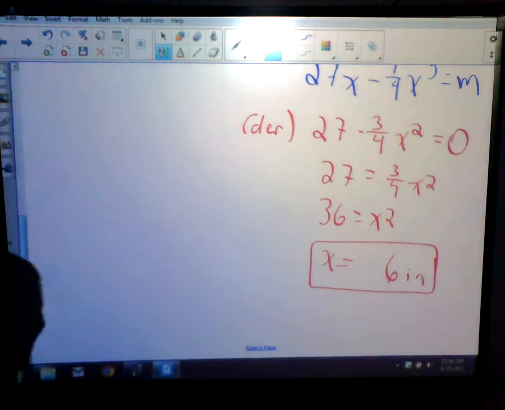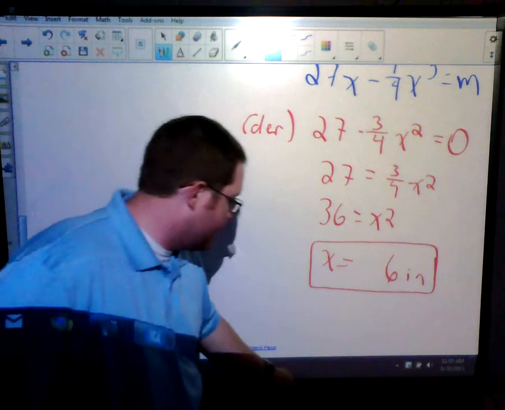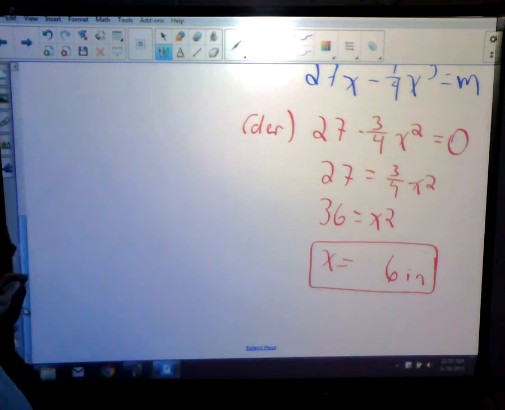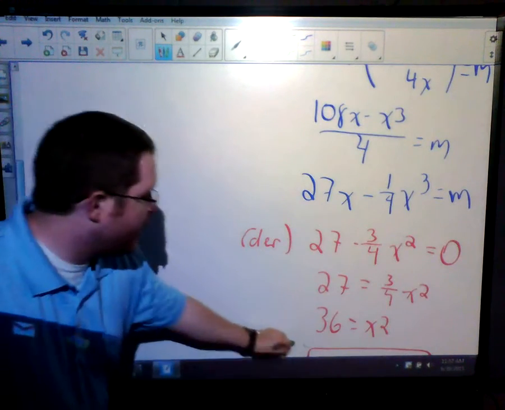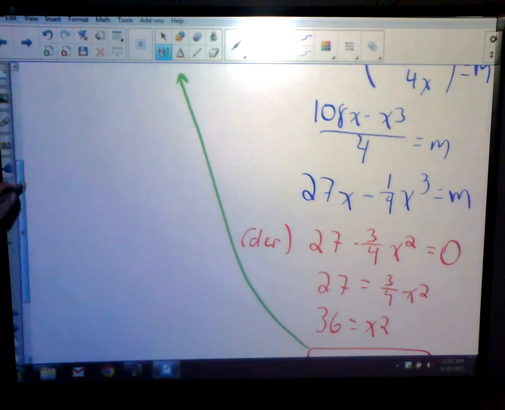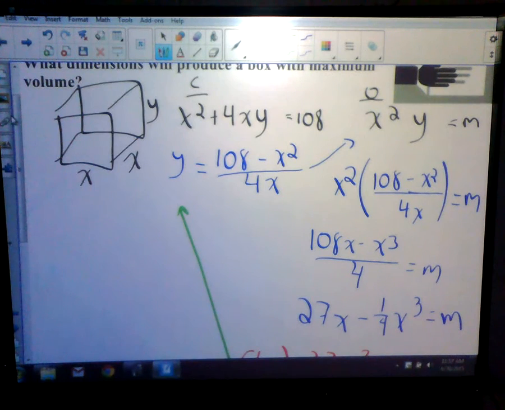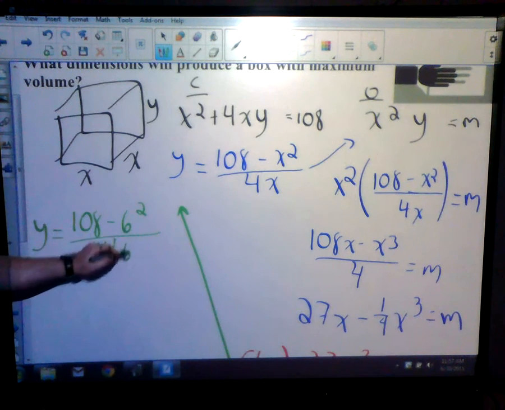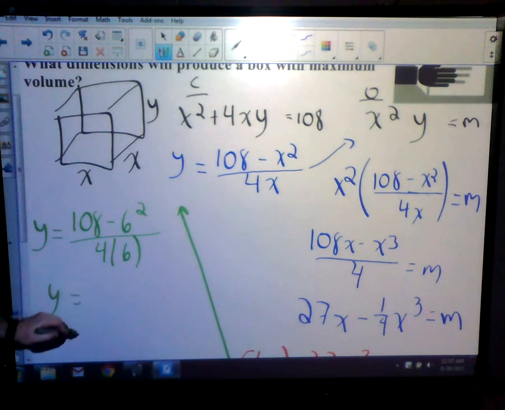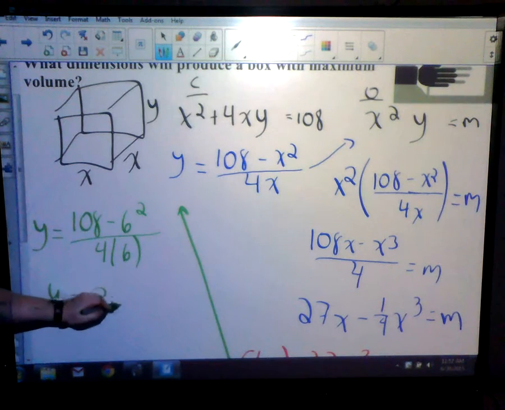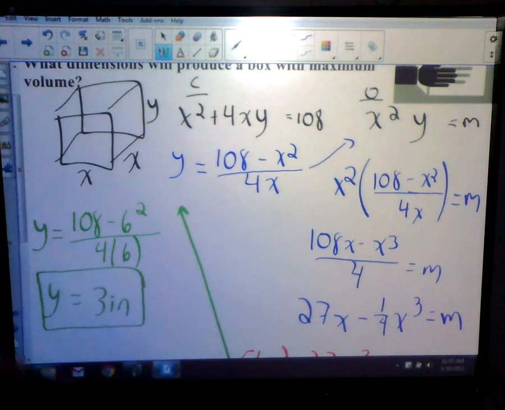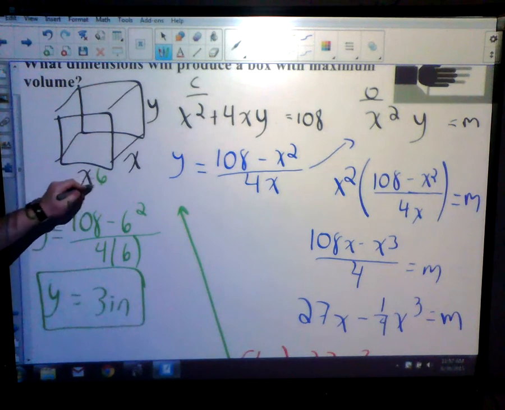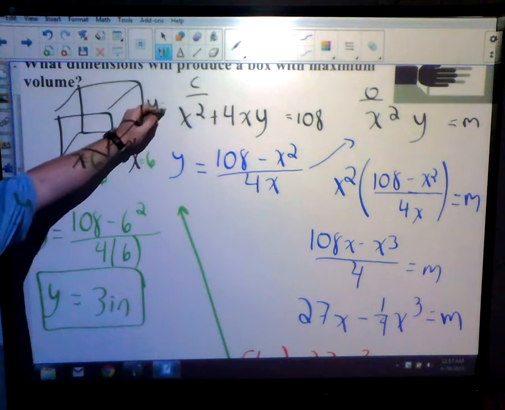Okay? That's only half the problem. It wants me to find the dimensions. So one of them is 6. Let's take that information way back up here and find the y value. So y equals 108 minus 6 squared over 4 times 6. y equals 3 inches. So what dimensions will make the best box? 6 inches by 6 inches by 3 inches.